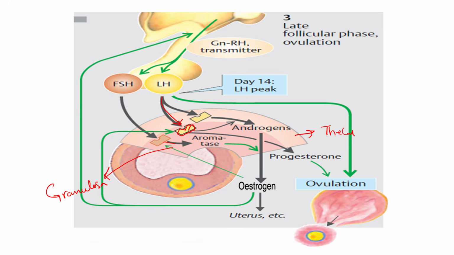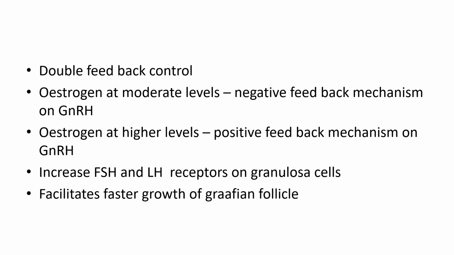Now that causes high levels of estrogen, which favors further release of LH, which causes the ovulation. So there is a double feedback mechanism. Estrogen at moderate levels will cause a negative feedback mechanism. Estrogen at higher levels, a positive feedback mechanism. And this causes the activation of more receptors on the granulosa cells, FSH as well as LH receptors. So the more the receptors, the more the growth of the Graafian follicle.